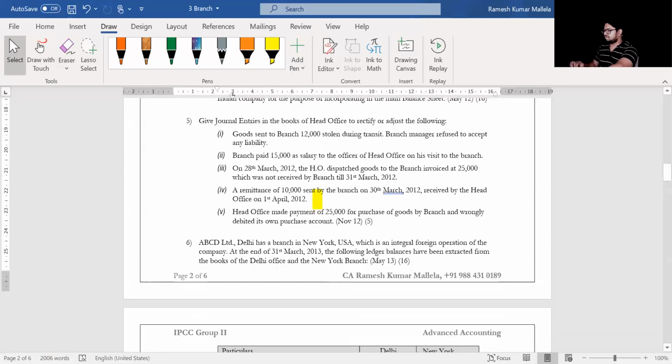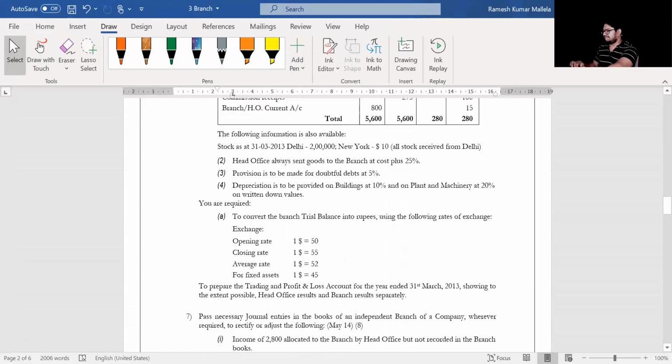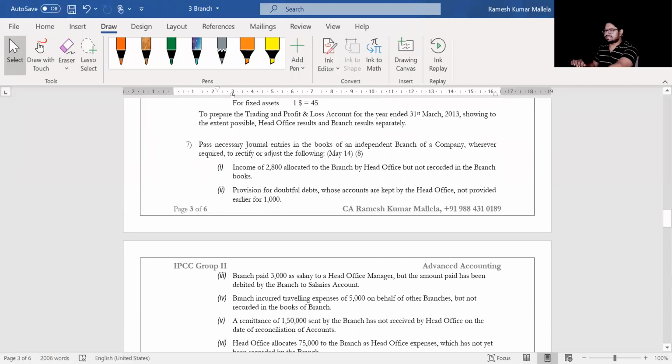Now let's go to another theory question which is there here. Seventh question. Okay. See here, rectifications alone are given for 8 marks.